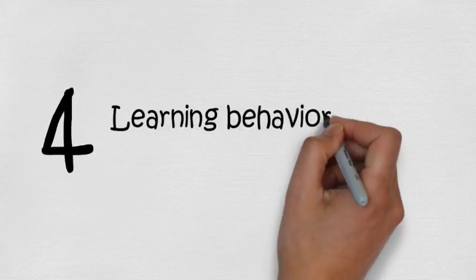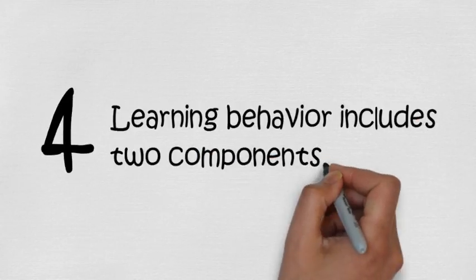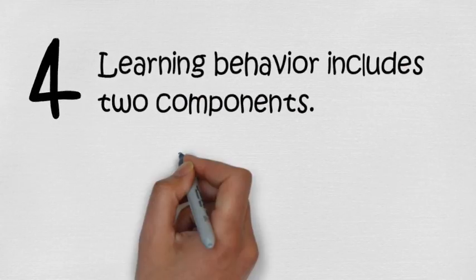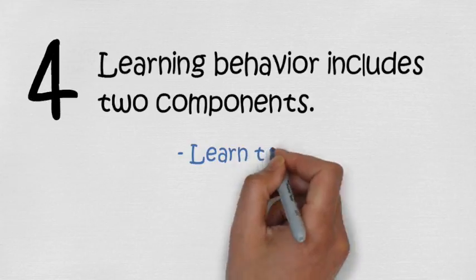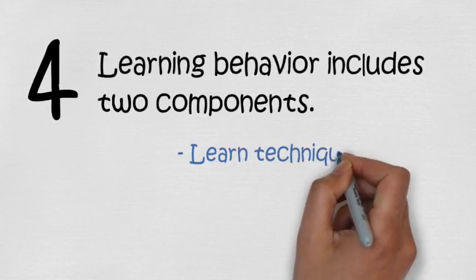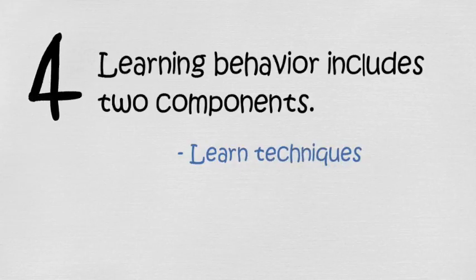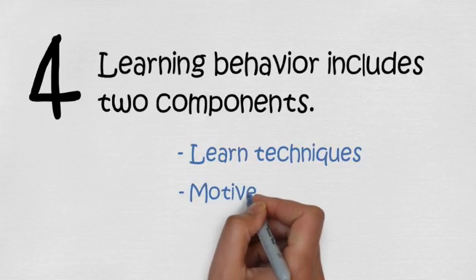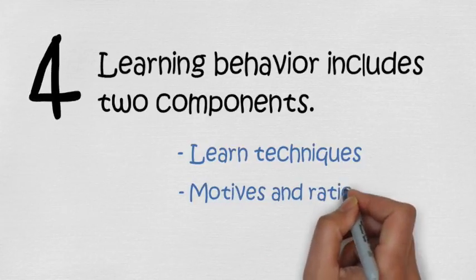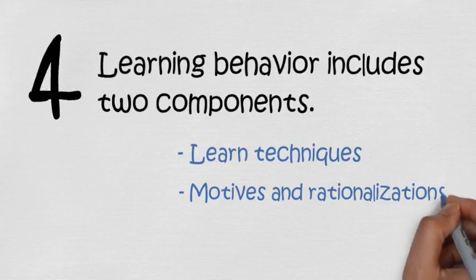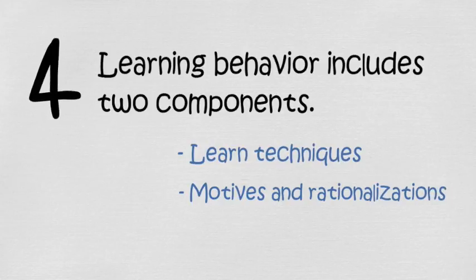Proposition 4 states that learning behavior includes 2 components. In order to truly learn a behavior, you have to, 1, learn the techniques for committing that behavior, so the way you can do it, the different strategies for committing behavior, and 2, the motives and rationalizations for committing that act. So why should we commit the act in the first place? If you don't have both of those components, you're not actually going to learn a behavior based on Sutherland's point of view.